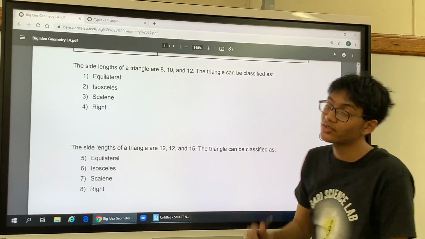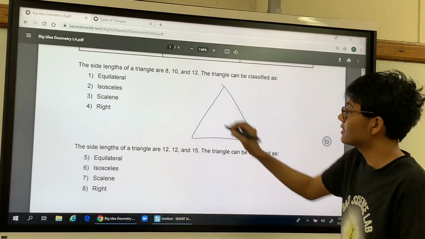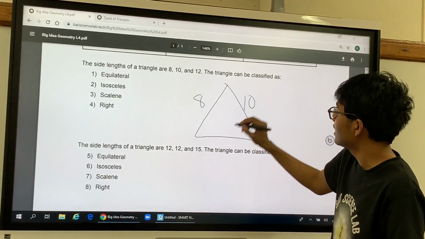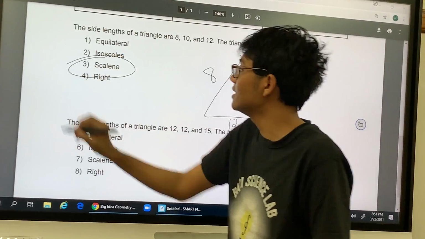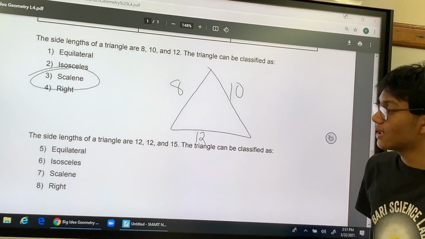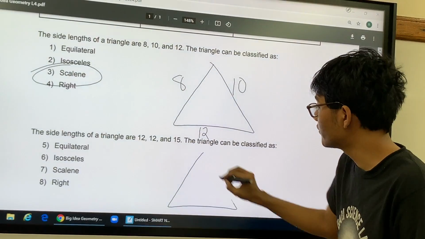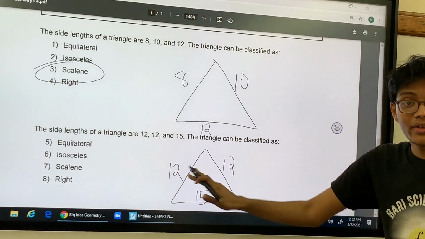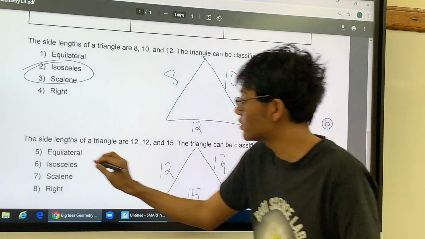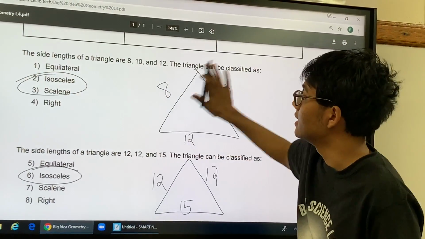So the side lengths of a triangle are 8, 10, and 12. The triangle can be classified as, well, all the sides are different, therefore it is a scalene triangle. The next and last part of our big idea, the side lengths of a triangle are 12, 12, and 15. The triangle can be classified as, well, notice you have 2 sides that are equal, so the triangle has to be isosceles. So that's the solution for the big idea.